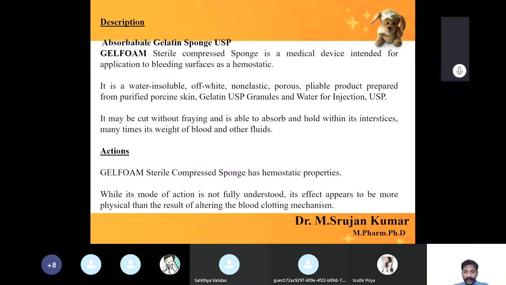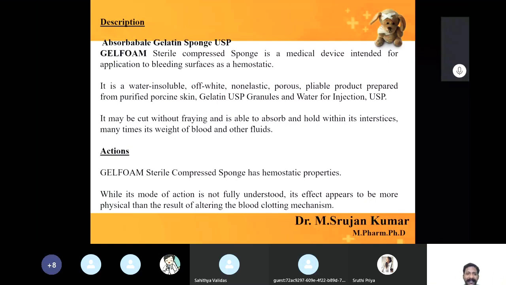Okay, and it is able to absorb and hold within its interstices many times its weight of blood and other fluid. That is the nature the absorbable gelatin sponge should hold. Whenever this sponge is applied onto the affected area, it has to withdraw blood and other fluids from your wound. It has to absorb many times its weight. It is not like a small amount of blood or fluid is absorbed and then it is not in a position to absorb more. Then it is not called an absorbable gelatin sponge.